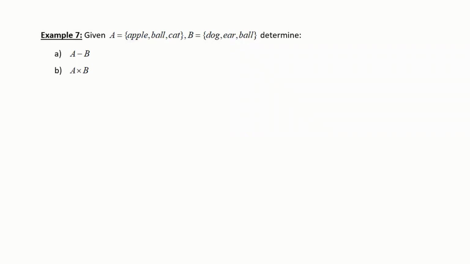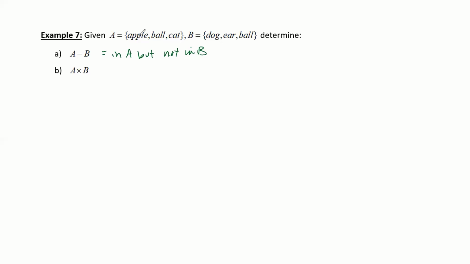Example 7. Given A is the set apple, ball, cat, and B is the set dog, ear, ball, determine A minus B and A times B, A cross B. So A minus B is everything in A, but not in B. It's like you're subtracting away anything in B.